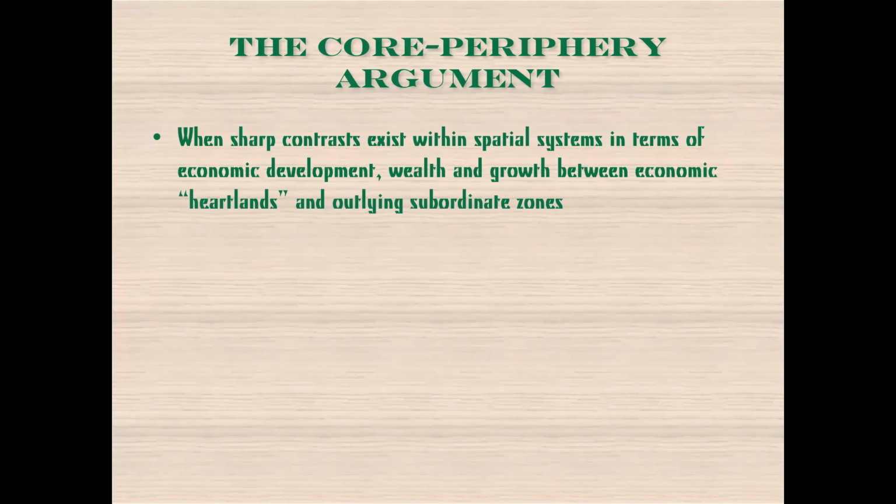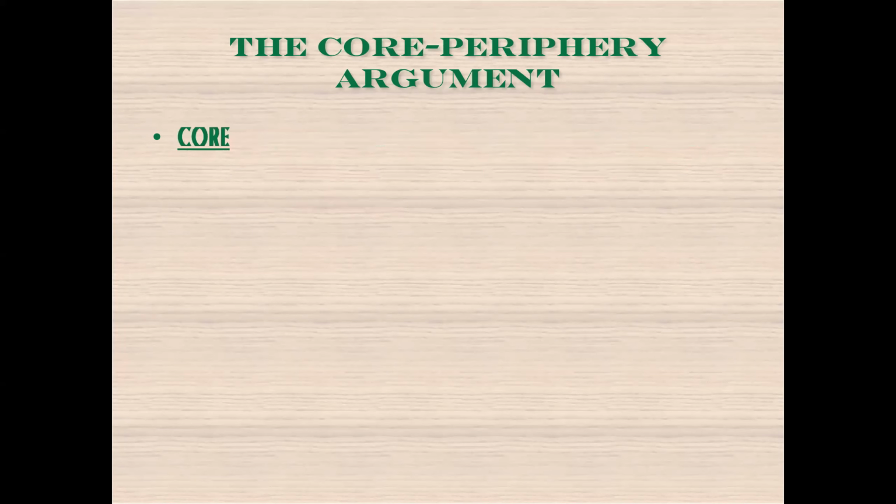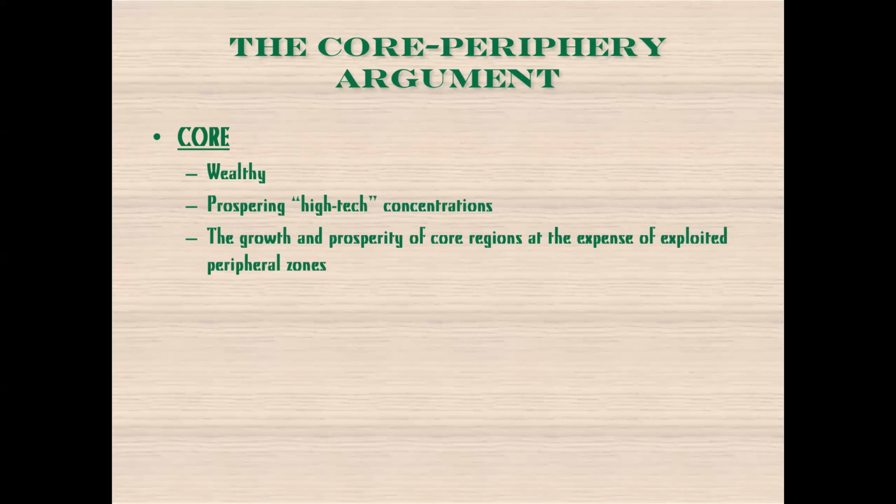The idea of the core periphery argument is when sharp contrast exists within spatial systems in terms of economic development. Everything really harbors to this sort of downtown and suburb. That's what core periphery basically means. The core is where most of the energy is happening, most of the manufacturing, and then the periphery is the outskirts. The core is considered to be wealthy, prospering, high tech, with the growth and prosperity of core regions at the expense of the peripheral regions. Okay?